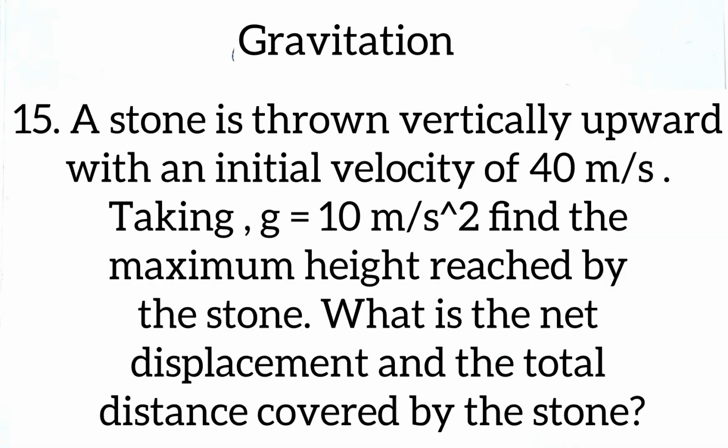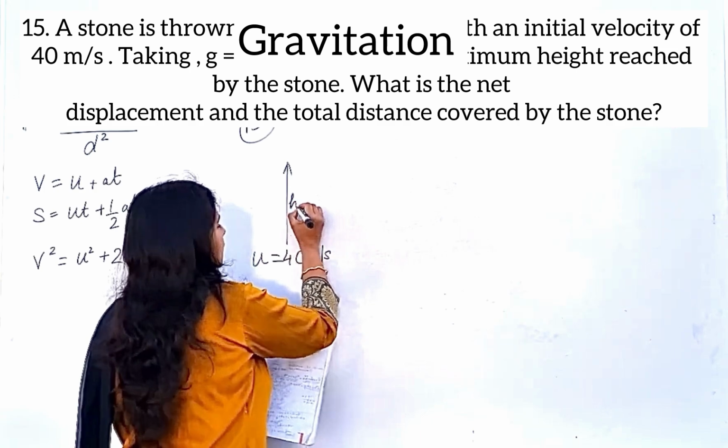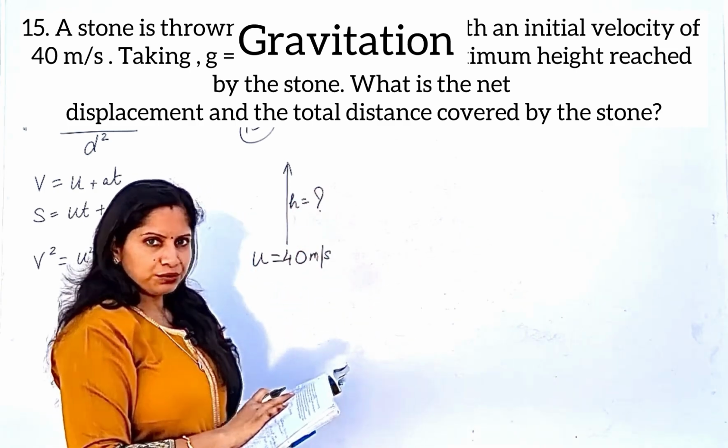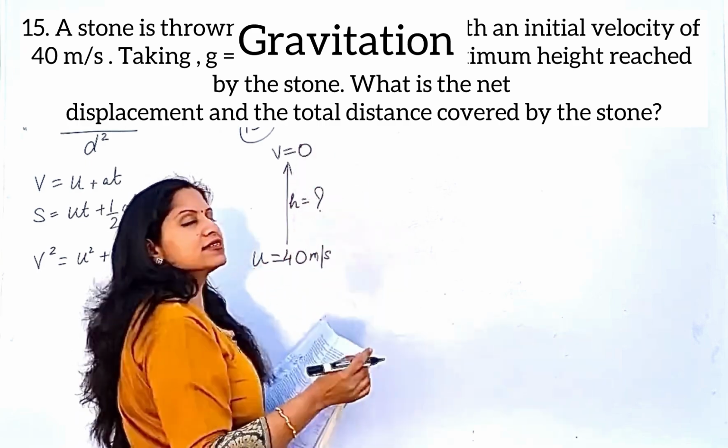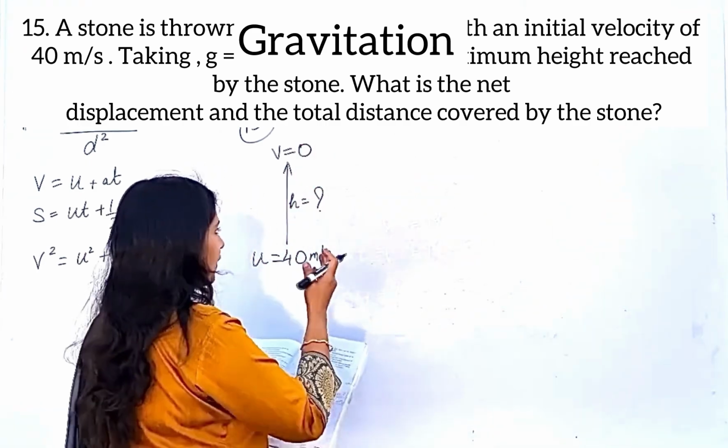Now question number 15. A stone is thrown vertically upwards with an initial velocity of 40 meters per second. Take the value of g as 10 meters per second square and find the maximum height reached by the stone. You have to find out the height reached by the stone. When it's thrown upwards, the final velocity is going to be 0. So you have to find out the height.